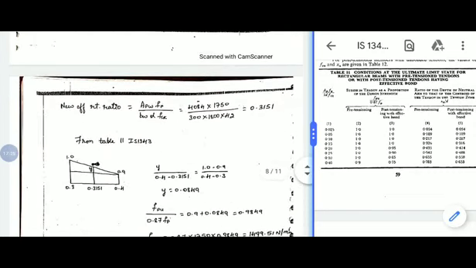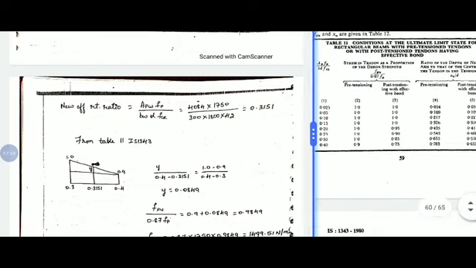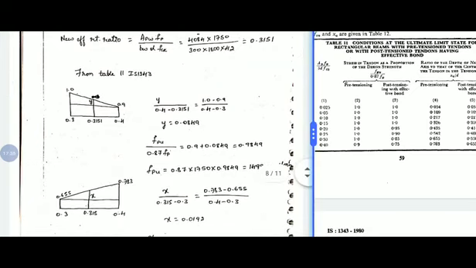Again the effective reinforcement ratio, APW FP by BW D FCK. On substituting and simplifying we will get 0.3151. Again go to table number 11. 0.3151 lies between 0.3 and 0.4. Here we have 1 and 0.9 for the FPU by 0.87 FP ratio, and for XU by D ratio we have 0.655 and 0.783. Both values we need to consider.